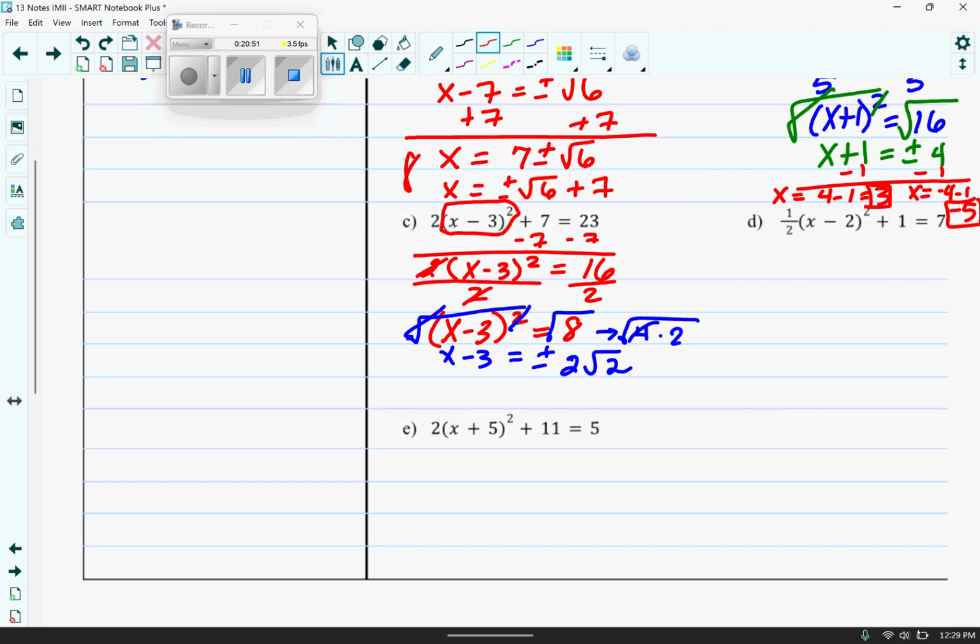And last but not least, we're going to bring over plus 3, plus 3. So now we have x is equal to either plus or minus 2 radical 2 plus 3, or you can have x equals 3 plus or minus 2 radical 2. Either way works just fine.